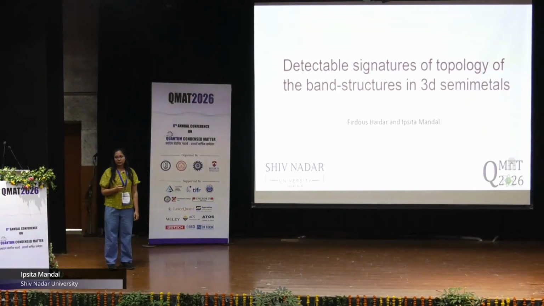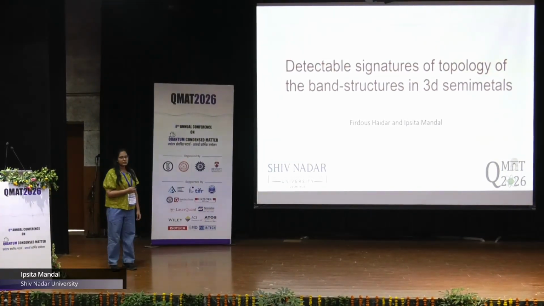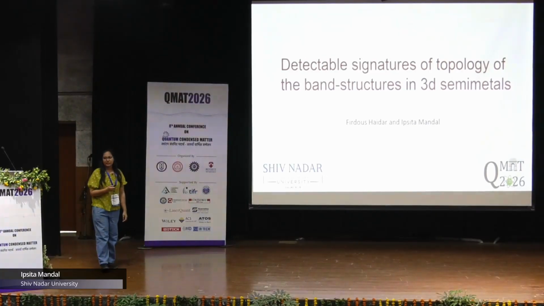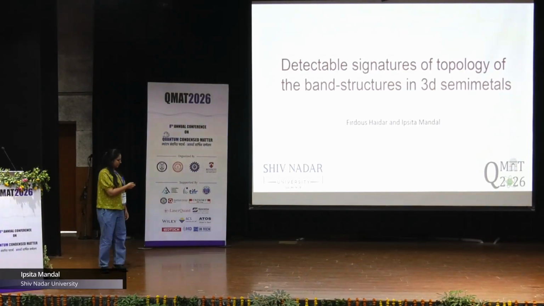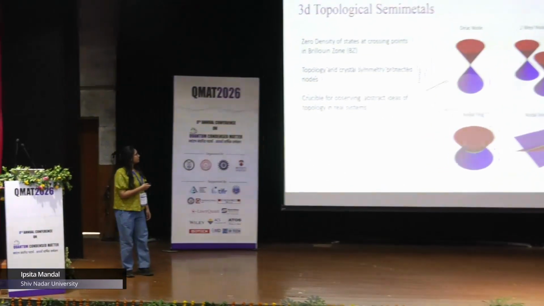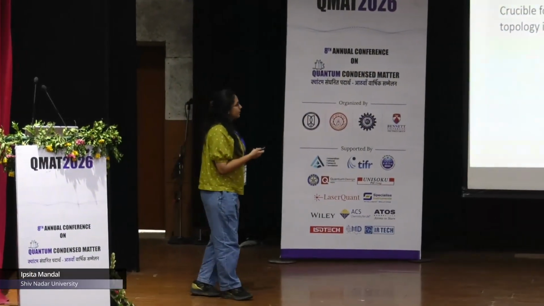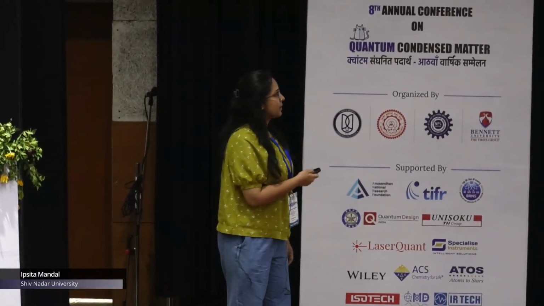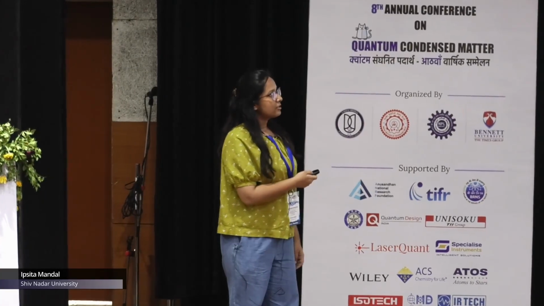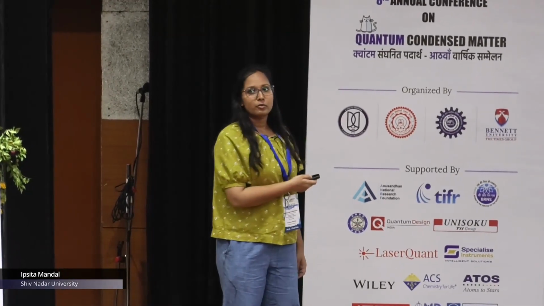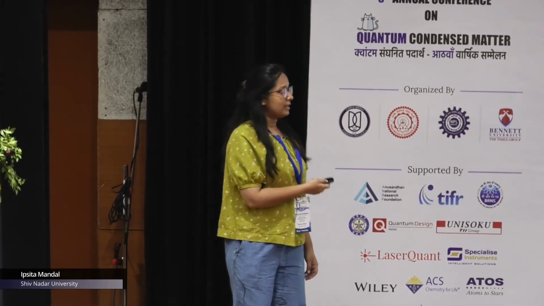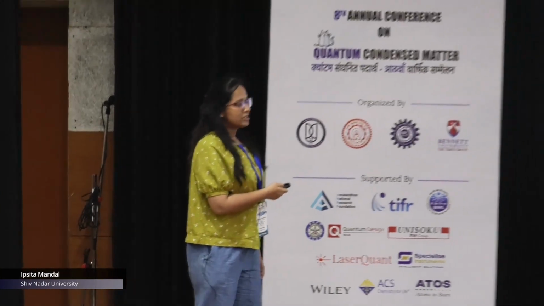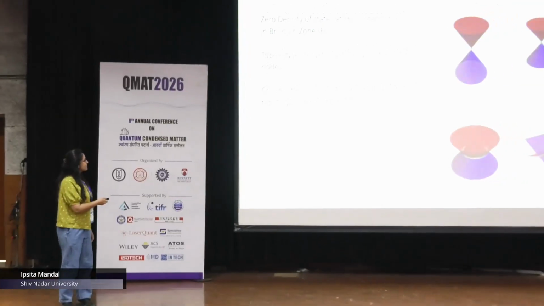Today I'll talk about how non-trivial topology of band structure in three-dimensional semi-metals leaves distinct imprints in the magnetotransport. In 3D semi-metals, the band crossings touch at certain points in the Brillouin zone, and depending on the symmetry we can have various kinds of nodes, for example Dirac nodes, Weyl nodes, nodal rings and nodal planes, and it is these band touching points where interesting physics happens.